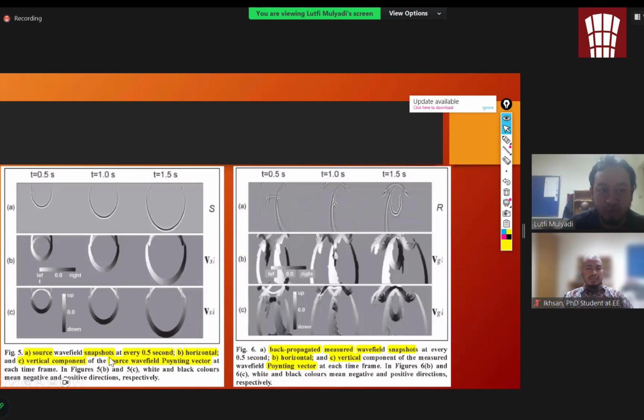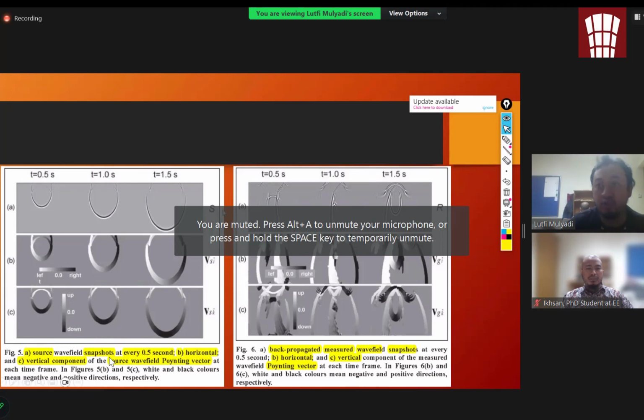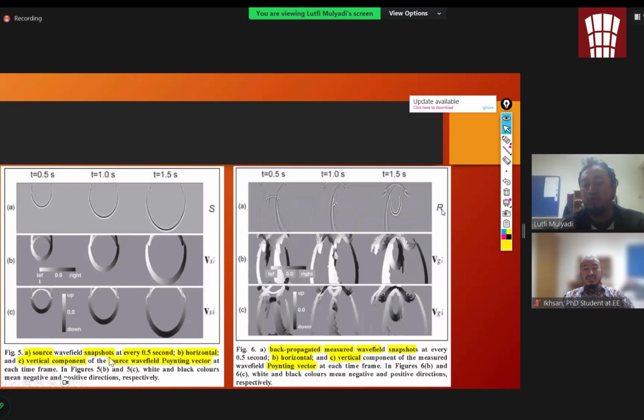Yeah, this is the source wave field. S stands for source wave field, and R stands for receiver wave field. And this V is the Poynting vector, and this K is in the X direction, and this K is in the Z direction. Both of them are for the source wave field. This is the Poynting vector of the source wave field going down, which is forward. And here is the backward wave field, which is going up, or reverse in time. And this is for the receiver, the I or X direction, and the K or Z direction.